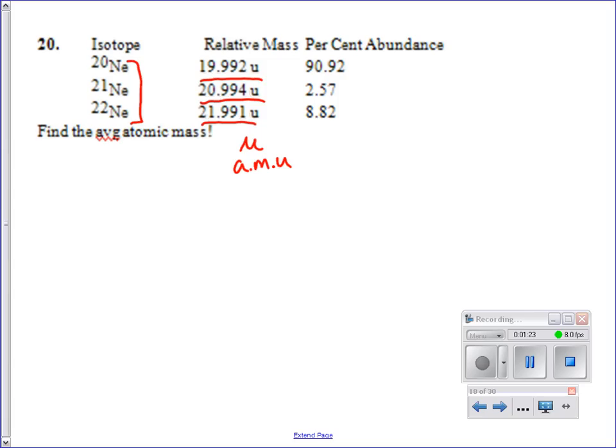Now here's a question I have for you. Anyone can tell me why this number is a decimal? This is a nucleus with neon, and neon has 10 protons, and in the first isotope case should have 10 neutrons. So if a neutron weighs 1 AMU and a proton weighs 1 AMU, why is the weight of the nucleus 19.992 instead of 20? Anyone know?